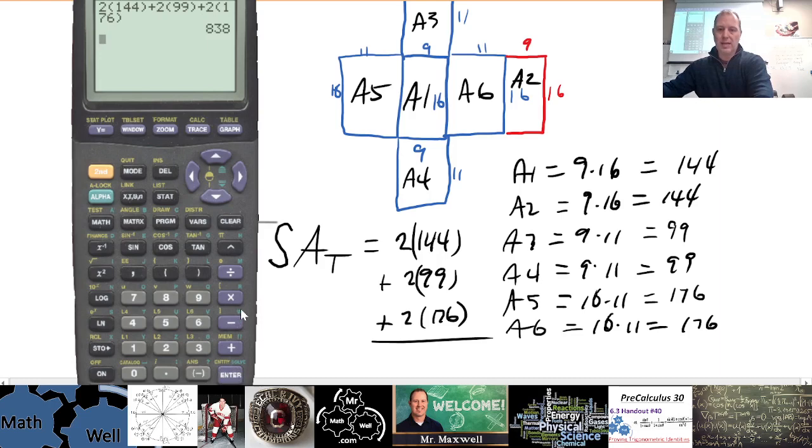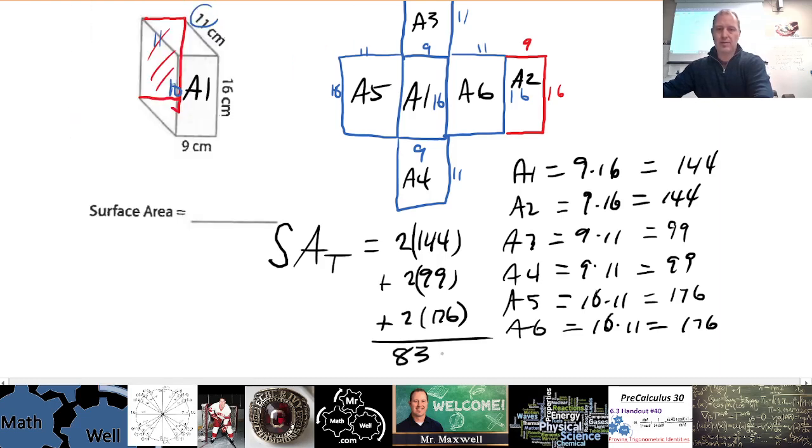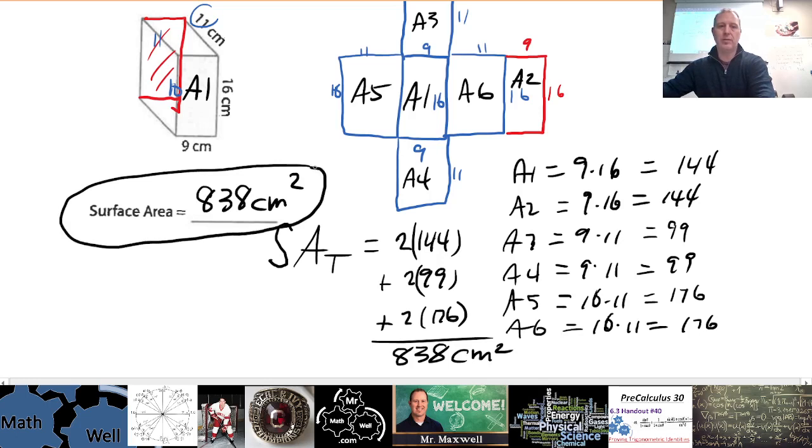Okay. So I got 838. Did anybody else get 838 for number 3? Yeah. Good. And we'll make sure we put our units on there. 838 centimeters squared. It is an area, so it's squared units.